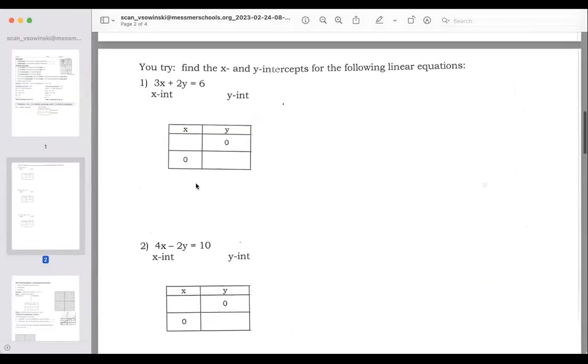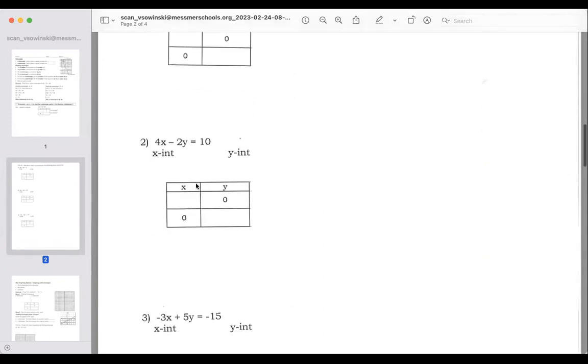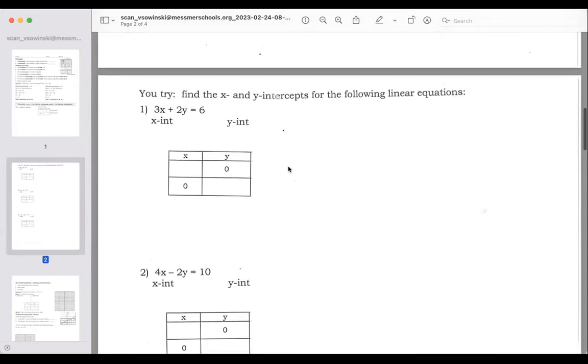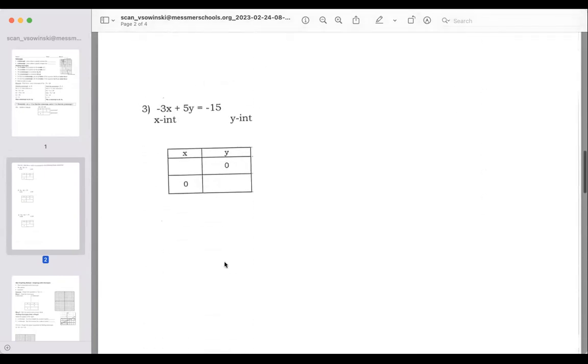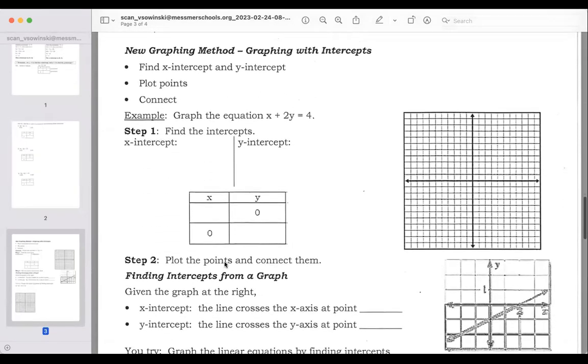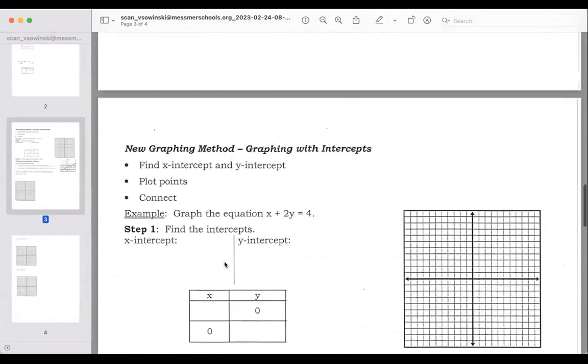Okay, so let's look at page number 2 here. All right, so now you get to try filling in the X and Y intercepts for the following linear equations. So I'm going to do 1 for you, and then you are going to do 2 and 3 on your own for homework. Okay, so we're going to go over this one more time so you can see what it looks like, and then you're going to do 2 and 3 for homework. And then we will come down here and I'll show you one more time how to graph it, and then you will finish also this for homework graphing.